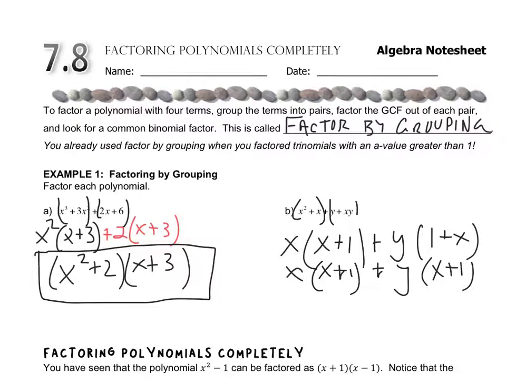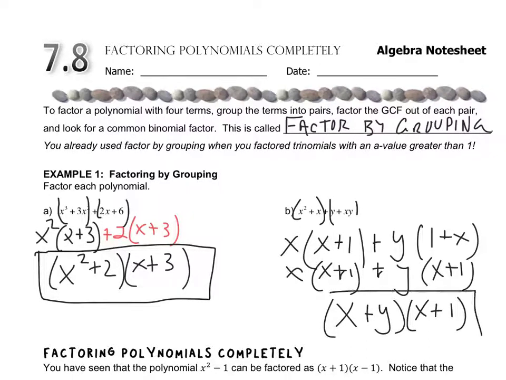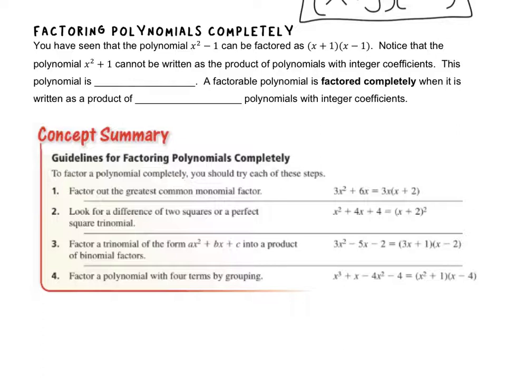And then once we have the common binomial, I can put those first 2 together as one binomial, and then that common binomial becomes the second factor that goes together. And there is your factored set. Next, we want to talk about that factoring completely.